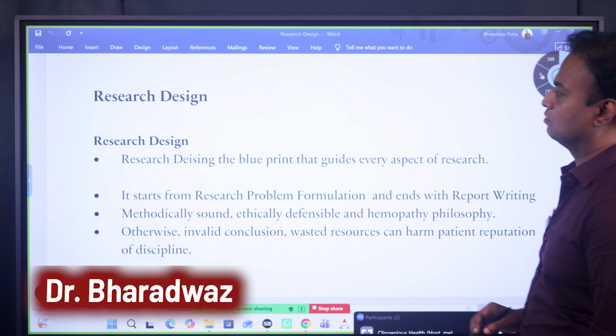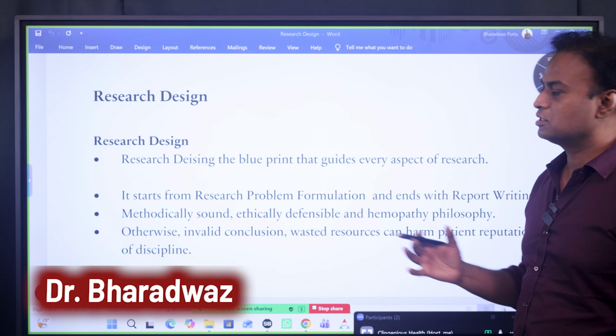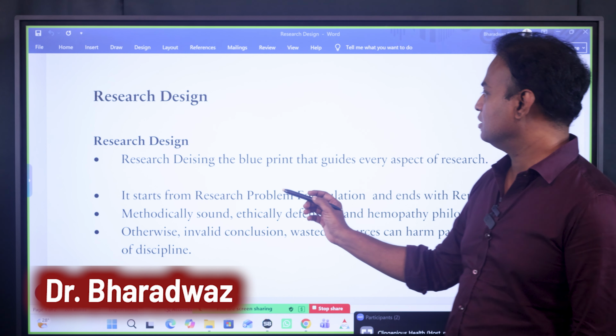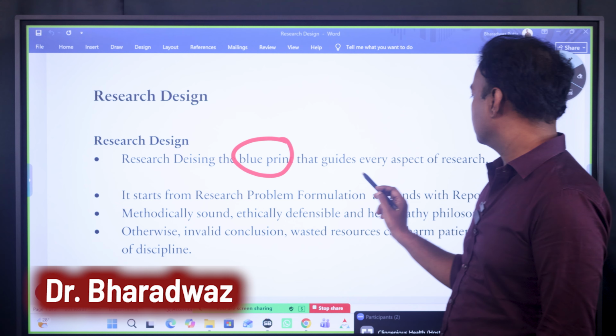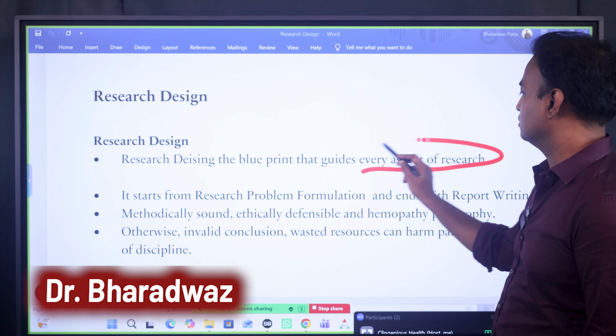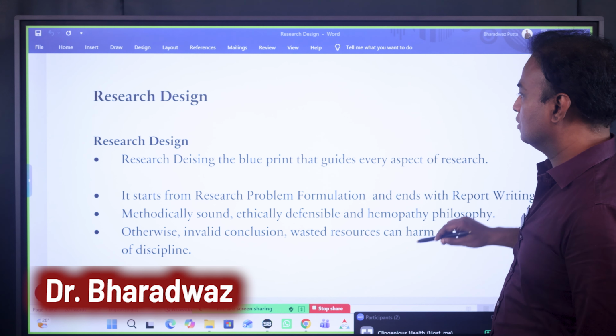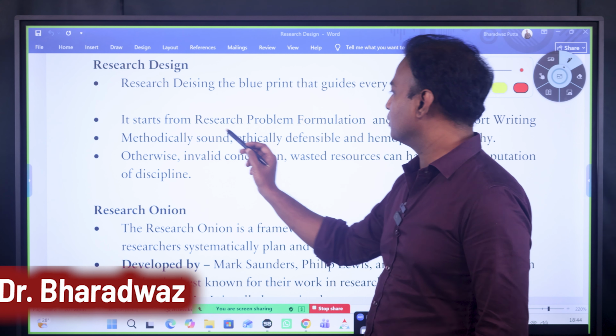Today we will discuss research design. So basically, what is research design? Research design is the blueprint that guides every aspect of the research. That is the research design. And how does it start? It starts from the research problem.